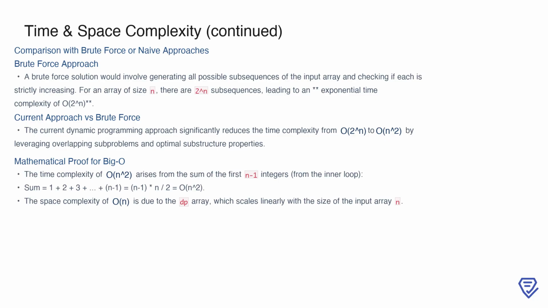To summarize, the O(n^2) time complexity of the dynamic programming solution arises from summing the first n-1 integers, as the inner loop runs progressively more iterations for increasing values of i. The space complexity of O(n) is due to the DP array, which scales linearly with the input size. This makes the dynamic programming approach far more efficient and practical for solving the problem.